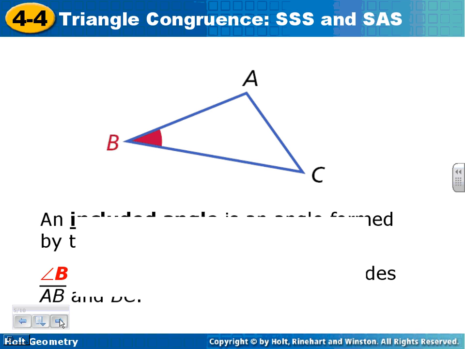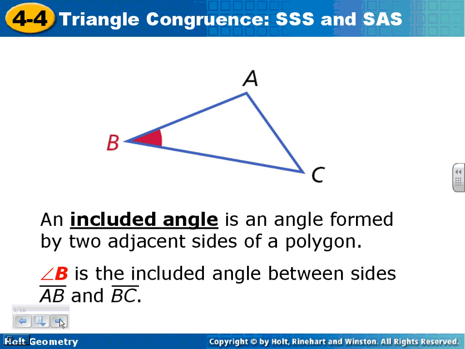Let's shift gears and move on to something else. And we have a new vocabulary word. It's called included angle. An included angle is an angle formed by 2 adjacent sides of a polygon. Angle B is the included angle between sides AB, which is this one right here, and BC. Included could also mean between. It's the angle that's between 2 sides.